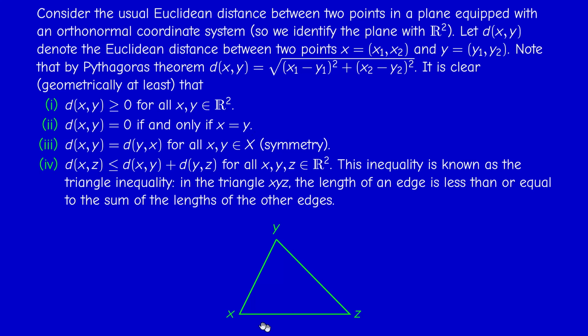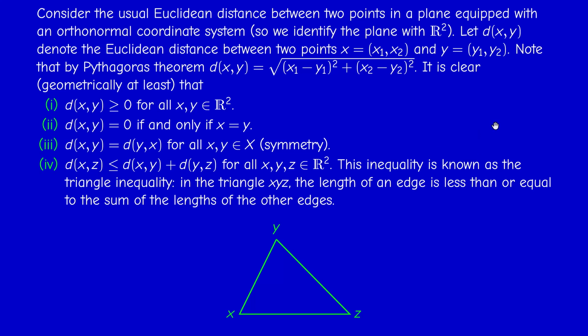And the most important property is what we call the triangle inequality. If we have a triangle of vertices x, y, z, then the distance between x and z is less or equal than the distance from x to y plus the distance from y to z. Now we could have equality. This happens when y lies between x and z. So this is not always a strict inequality.